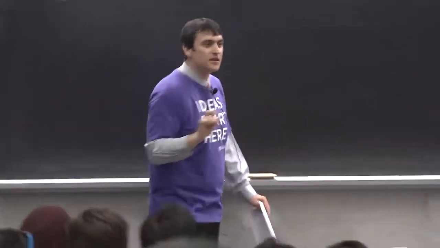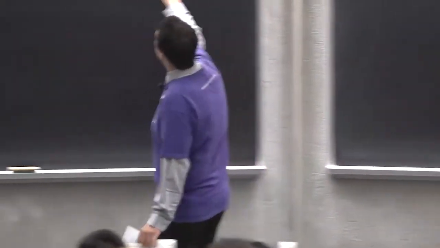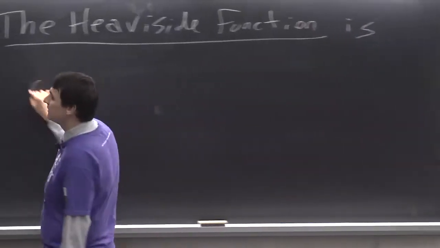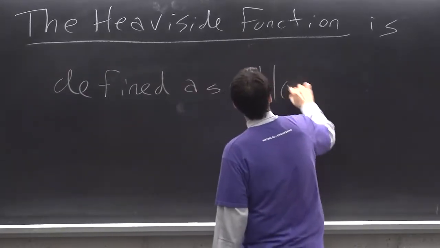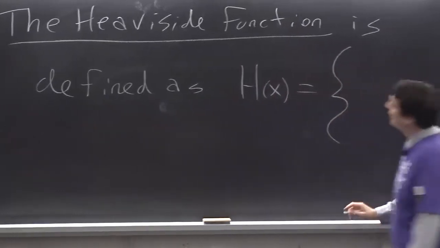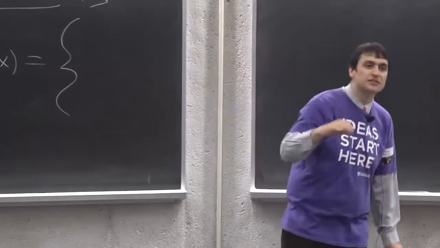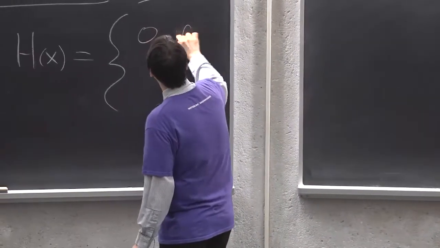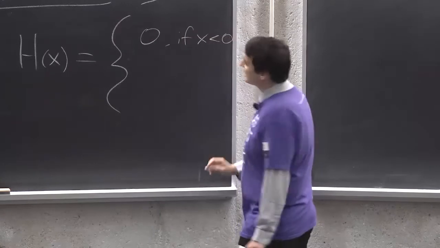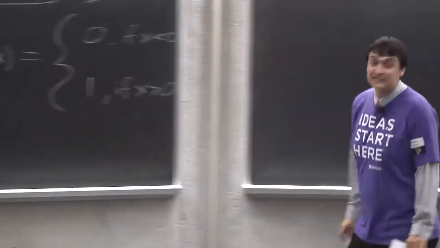The Heaviside function, sometimes called the Heaviside step function or the unit step function. The Heaviside function is defined as h of x equals, it's a piecewise function. So I know that you all remember piecewise functions. You know, this function is equal to this expression for some x values and some other expression for these other x values. This is a piecewise function that's very simple. So 0 if x is less than 0, and 1 if x is greater than 0. That's how this function is defined.